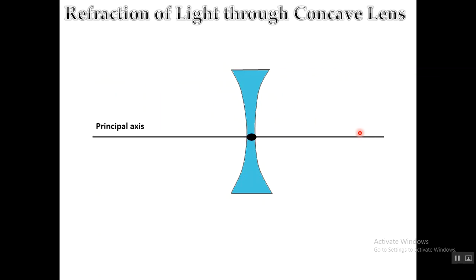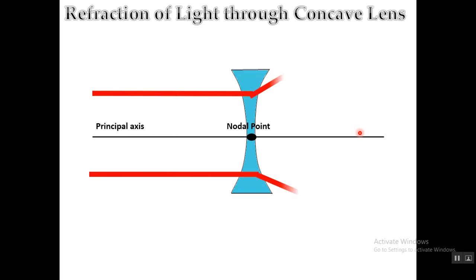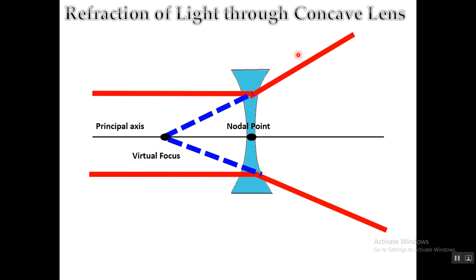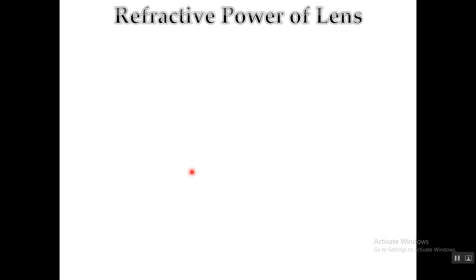In a concave lens, this is the nodal point. When the light passes through a concave lens, it will diverge. Diverge means it has a virtual, not a real or actual focus, in front of the lens, not behind the lens. So the convex lens acts as a positive lens, but the concave lens acts as a minus lens.